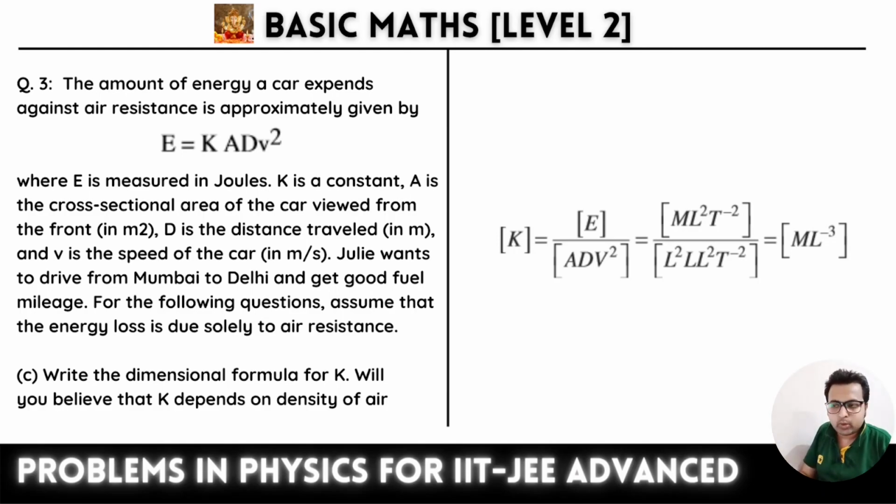Area, you know, is L square. D is the distance, that is L, and V is velocity. Velocity is displacement upon time, so L T minus 1. If you square it, you get L square T minus 2. So after all the cuttings, you get the dimension to be M L minus 3. Very easy. So this is the dimensional formula for K.